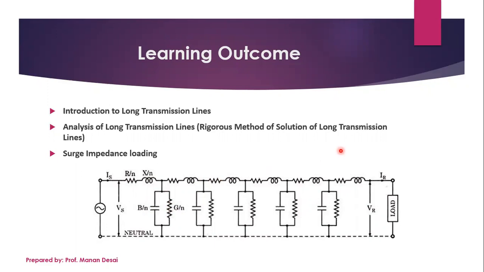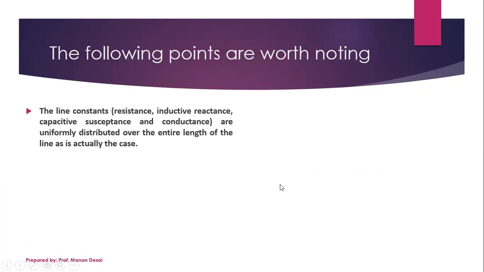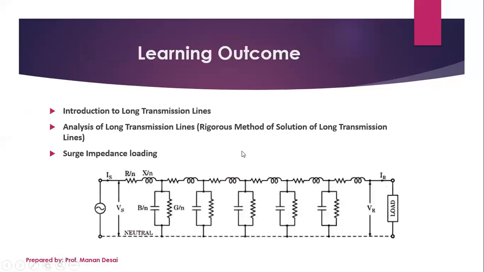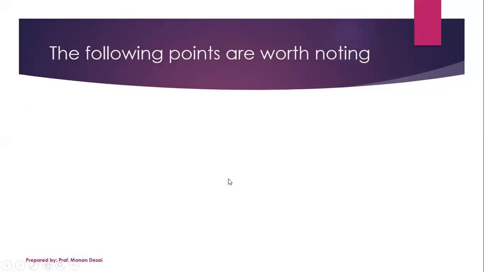Now, note the following points before we start our lecture. The line constants, resistance, inductive reactance, capacitive reactance and conductance, are uniformly distributed over the entire length of the line, which is actually the case. See, the resistance, reactance, susceptance and conductance are entirely distributed all over the line.